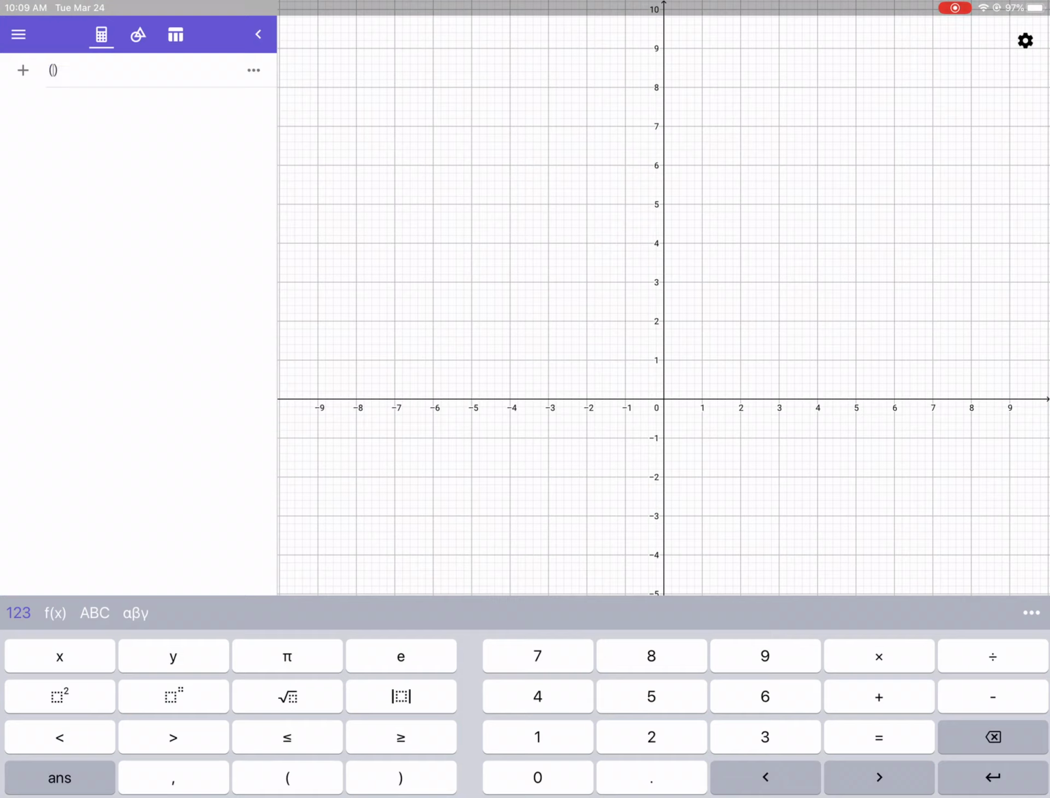So our points were negative 1, negative 3, and 5, 5. Just confirm that.